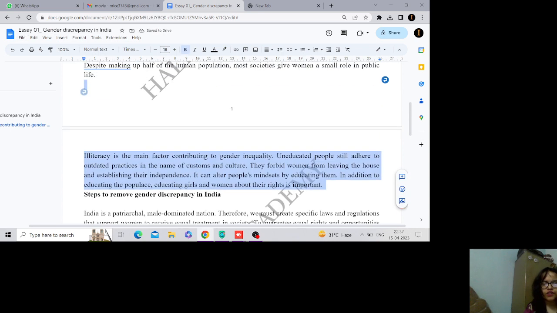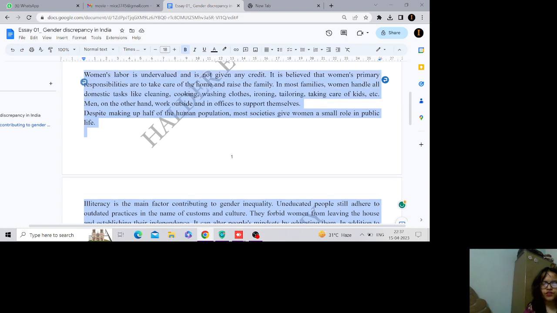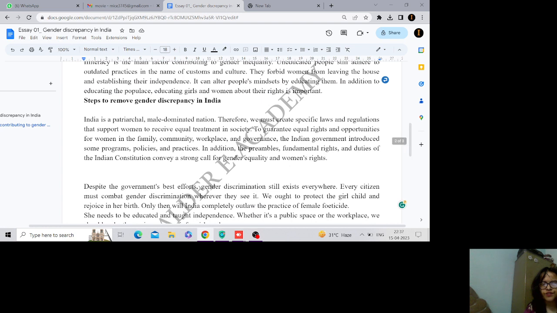So basically we will tell how gender disparity is followed, what the factors are that lead to gender disparity, and what measures can be taken to remove gender disparity in India. We will come to the next part of the essay, that is, what measures can be taken to remove gender disparity in India. What measures can the government take to remove gender disparity entirely from society?